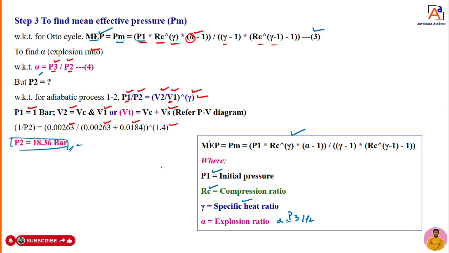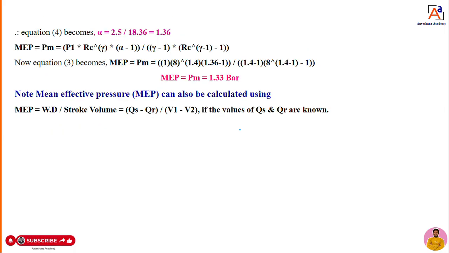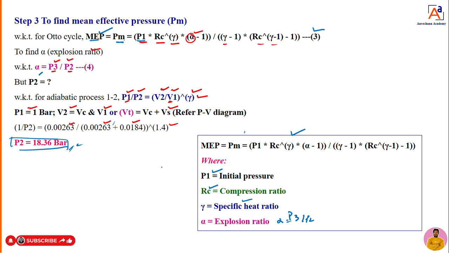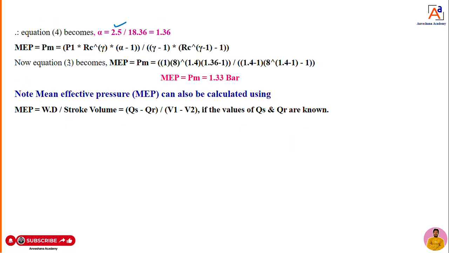Now we calculated P2, and now we will calculate the mean effective pressure. Dear students, as I told, alpha is equal to P3 by P2. What is P3? Dear students, small correction here: it is not 2.5, it is 25. 25 bar divided by 18.36, and you will get the alpha value. Once you know the value of alpha, you can easily calculate the mean effective pressure.